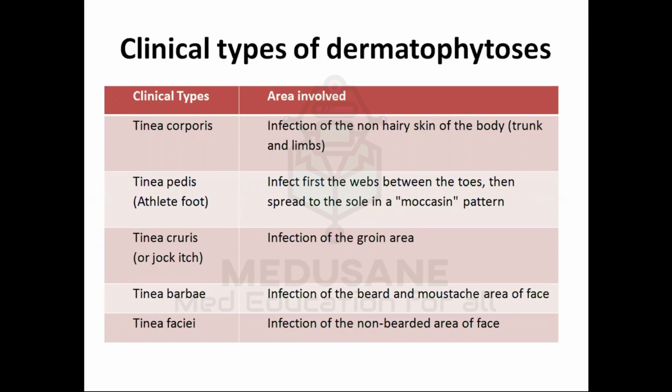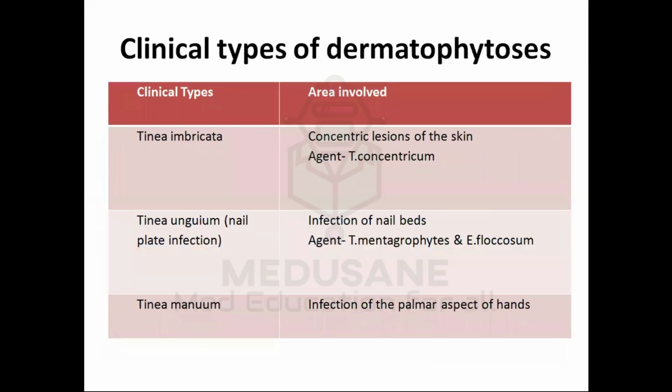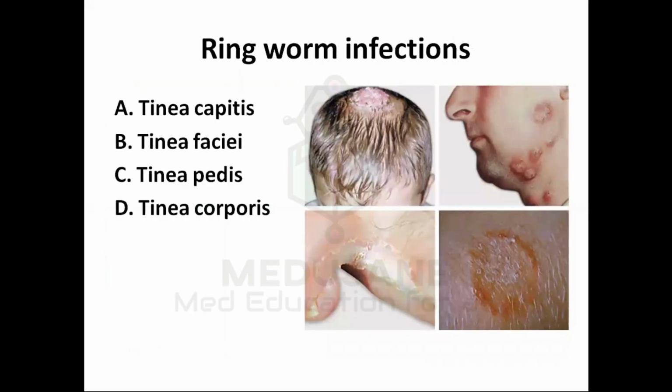Tinea pedis, athlete's foot, occurs between the web spaces. Tinea cruris is the groin area, and tinea barbae infects the beard and mustache, and tinea faciei occurs on the face. Tinea imbricata is the concentric lesion of the skin. Tinea unguium is caused in the nail, and tinea manuum on the palmar aspects of the hands. So these are the ringworm infections. The first picture is tinea capitis, the second is faciei, the third is pedis, and the fourth is corporis.